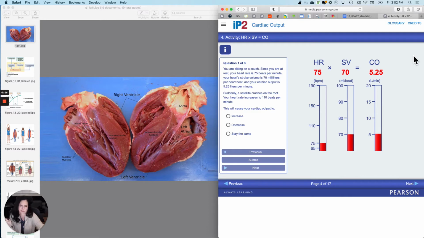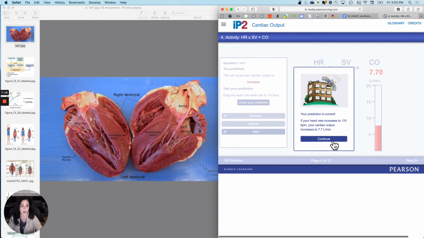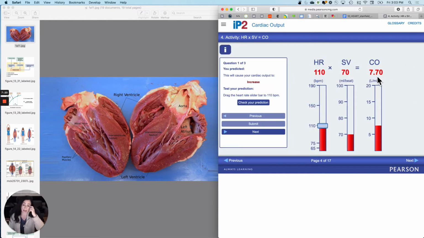So let's try just 3 questions here. So if my heart rate increases, you guys can do math. This will cause your cardiac output to increase, right? Okay, and I'm going to hit submit. Test your prediction. Drag the heart rate slider to 110 beats per minute, and then check. And I got it right. So notice that my cardiac output went up pretty significantly to 7.7 liters per minute. Let's try the next one.